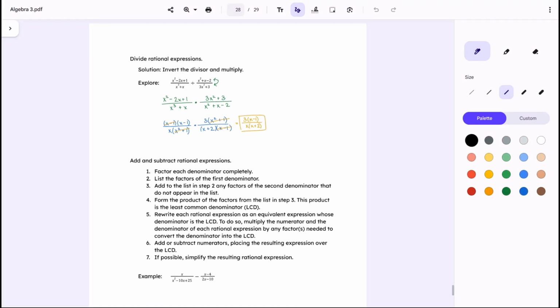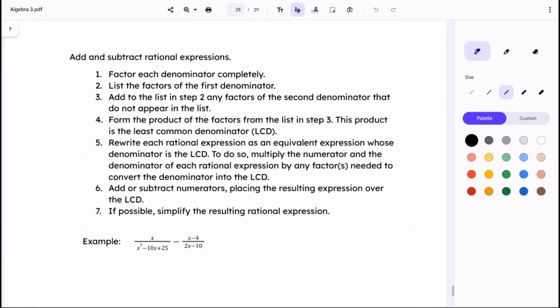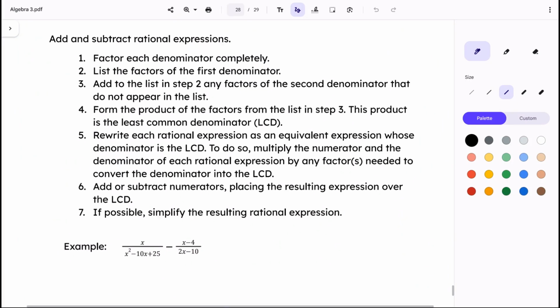All right, so we should be right here where it kind of switches gears and we start talking about adding and subtracting instead of multiplying and dividing. Adding and subtracting requires a little bit more work because remember when you're adding or subtracting fractions, you have to have like denominators. So if you don't have those, you can't do anything until you get them to have like denominators. Multiplying and dividing is easier because you don't need common denominators.